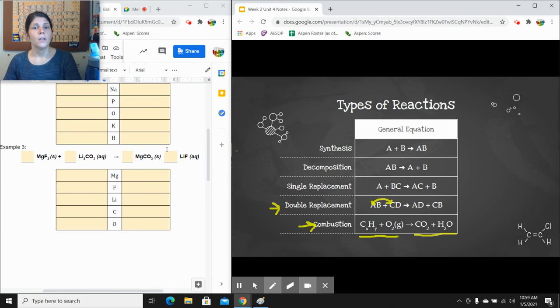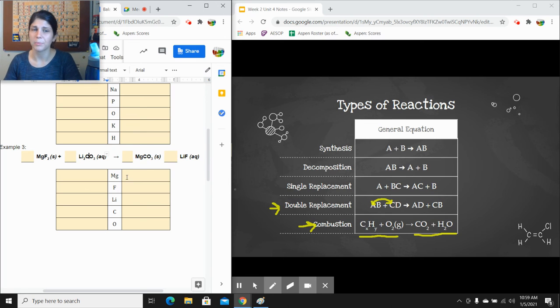Okay. In example 3, we start with Mg, which is a metal, stuck onto F, and Li, which is a metal, stuck onto CO3. If we look carefully, this Mg will replace the Li. Mg ends up next to the CO3. That's what lithium was stuck to. And lithium is going to replace the Mg. So Li now is next to F, and Mg is next to CO3. What kind of reaction is this one? Yeah, it's a double replacement reaction.